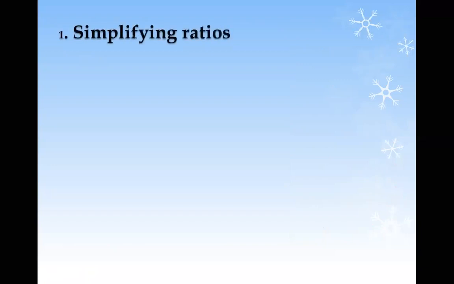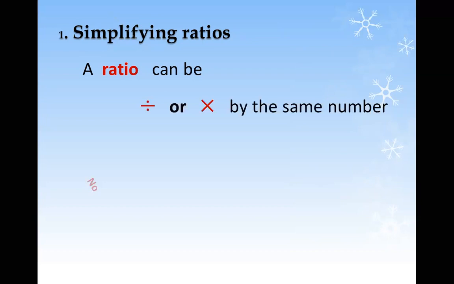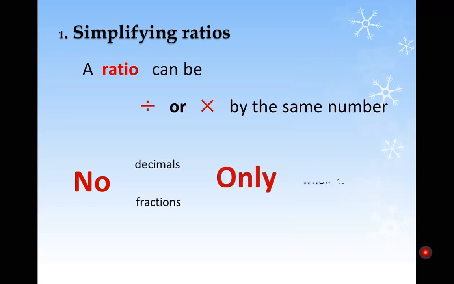The first unit is simplifying ratios. When you simplify, these ratios can be divided or multiplied by the same number. And no, we can't leave them in decimal form or fraction form. We have to keep them in whole numbers. But there are some occurrences where we leave them in decimal and fraction form. We call those 1 to n form and n to 1 form. Only when you convert into 1 to n form and n to 1 form do we leave these ratios as decimals and fractions. All other times we have to convert them into whole numbers.